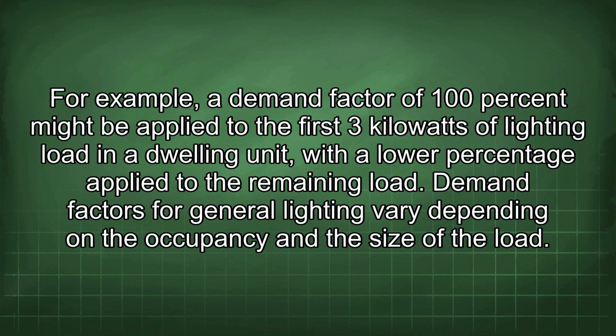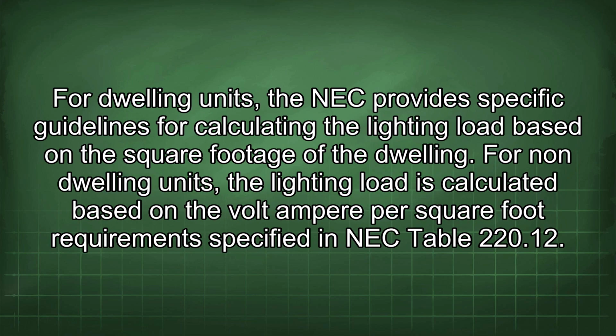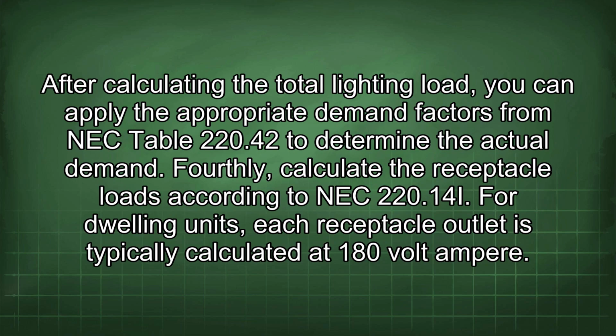Demand factors for general lighting vary depending on the occupancy and the size of the load. For dwelling units, the NEC provides specific guidelines for calculating the lighting load based on the square footage of the dwelling. For non-dwelling units, the lighting load is calculated based on the volt-ampere per square foot requirement specified in NEC Table 220.12. After calculating the total lighting load, you can apply the appropriate demand factors from NEC Table 220.42 to determine the actual demand.